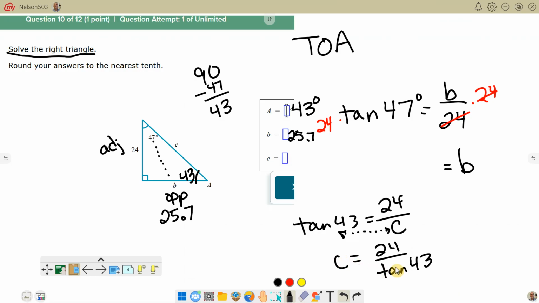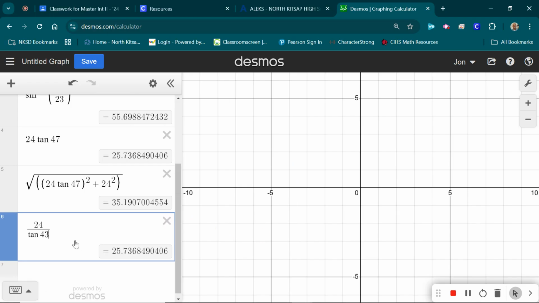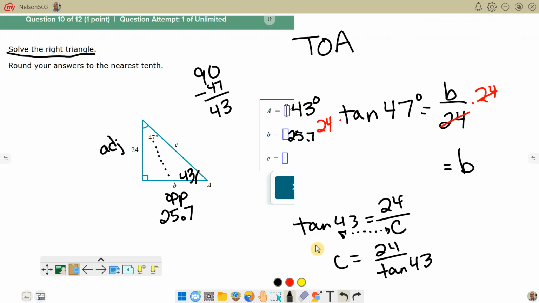Uh-oh, something went wrong here. What did I do wrong? Ooh, boy, that makes me a little nervous. 24 tangent 43. It's not coming out to be the same. Oh man, Nelson, come on, you ding dong. I don't want the tangent. Tangent's opposite over adjacent. What am I doing? I want the sine. Oh my, that's embarrassing. I want the sine of 43.